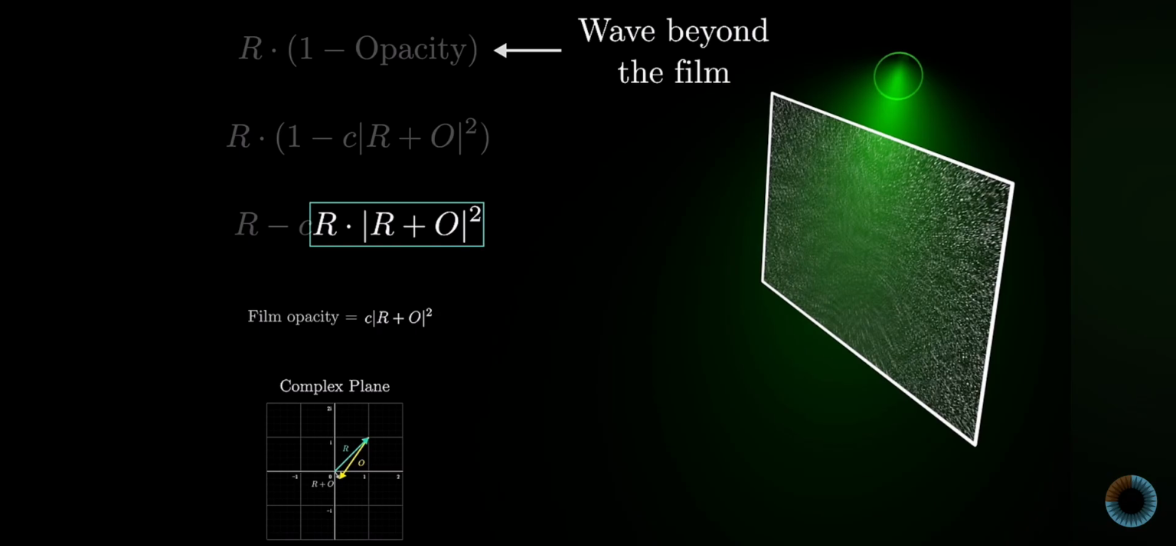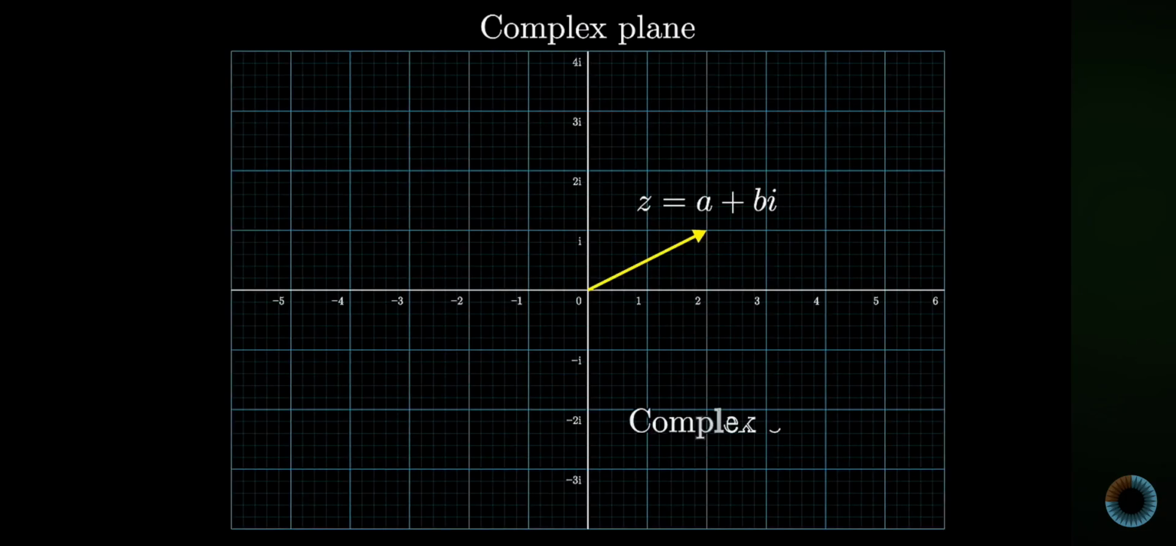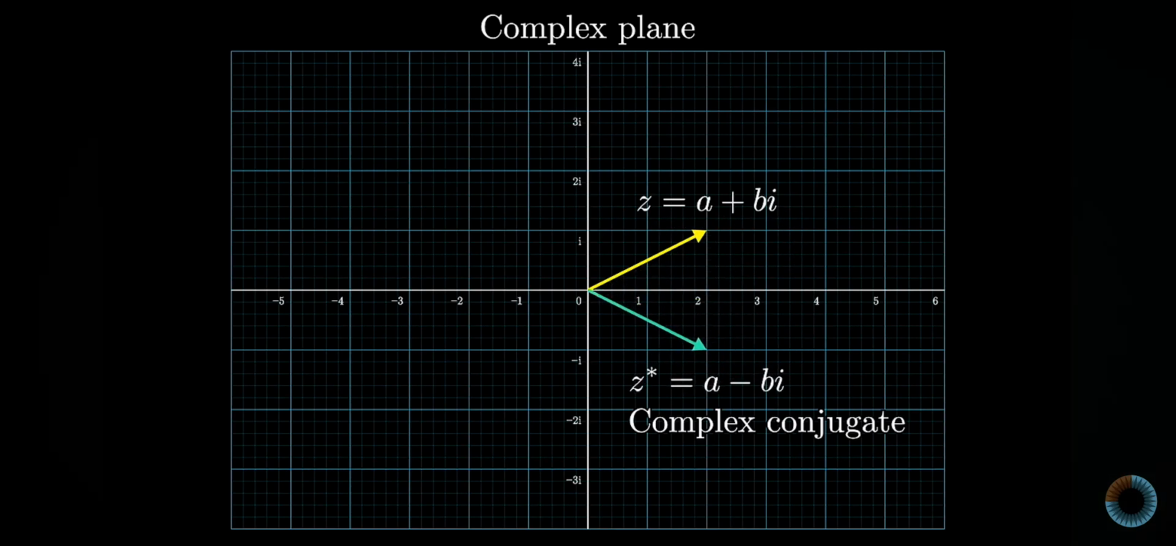To do so, what you need to know about complex numbers is one definition and one fact. The definition is that the complex conjugate of a number, which you typically denote with a star, is its reflection over the horizontal axis. And the fact that you need is that when you multiply a number by its own complex conjugate, the result is the square of the magnitude of that number.